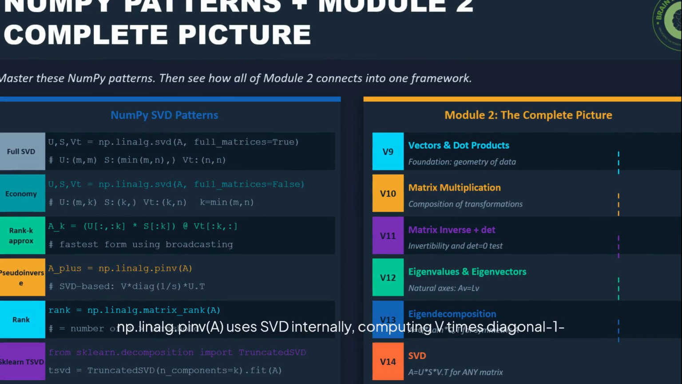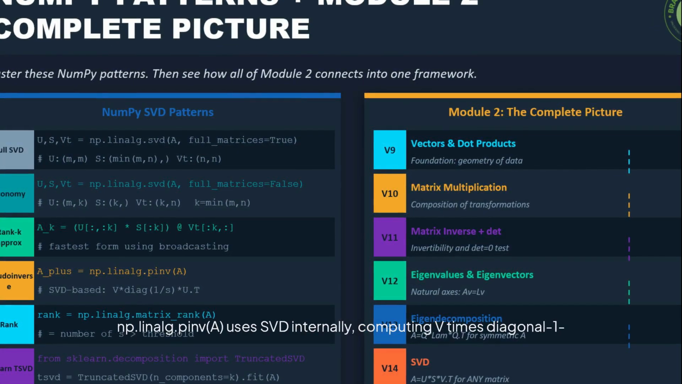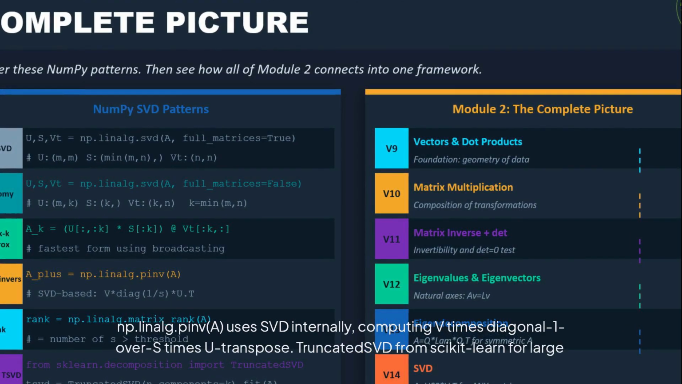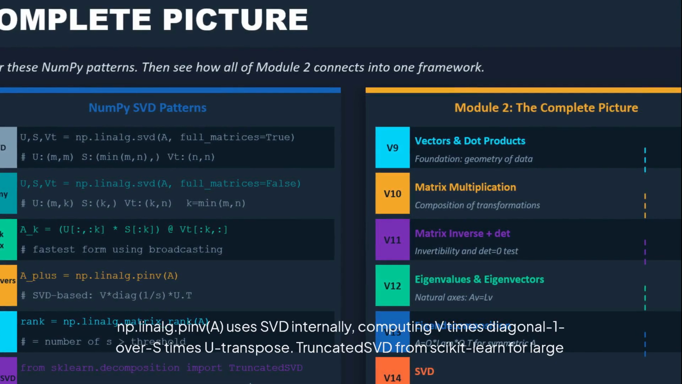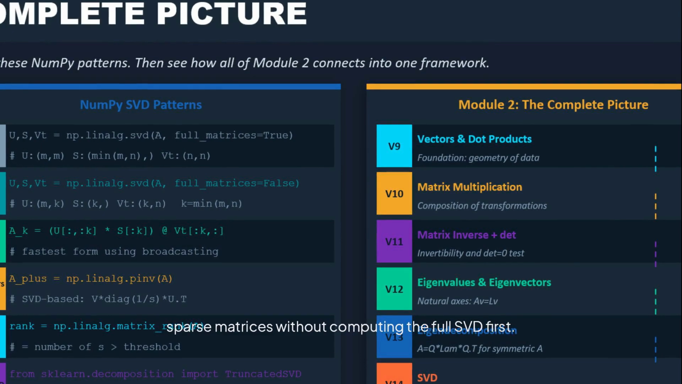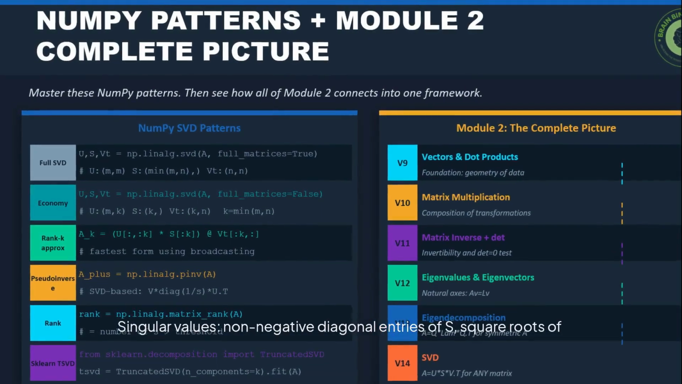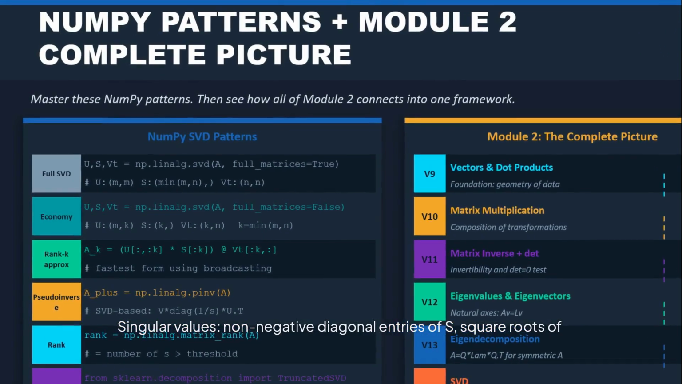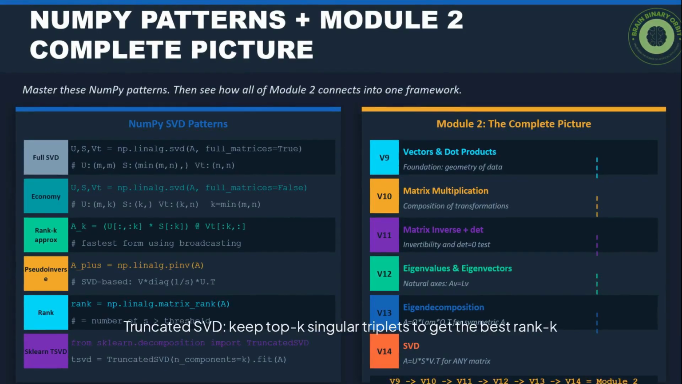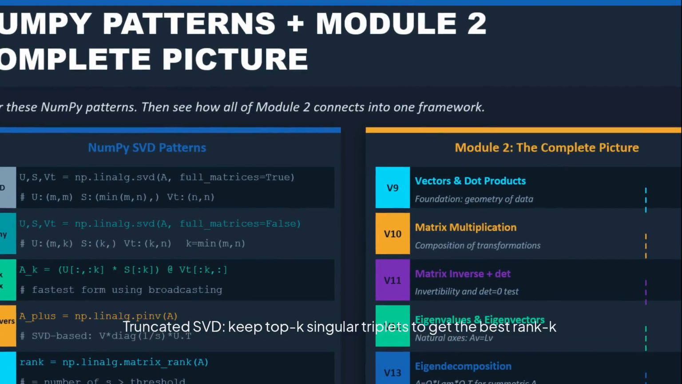Pseudo-inverse, np.linalg.pinv(A), uses SVD internally, computing V times diagonal 1 over S times U transpose. Truncated SVD from scikit-learn for large sparse matrices without computing the full SVD first. 2 definitions to know cold. Singular values: non-negative diagonal entries of S, square roots of eigenvalues of A transpose A. Truncated SVD: keep top k singular triplets to get the best rank k approximation of A.